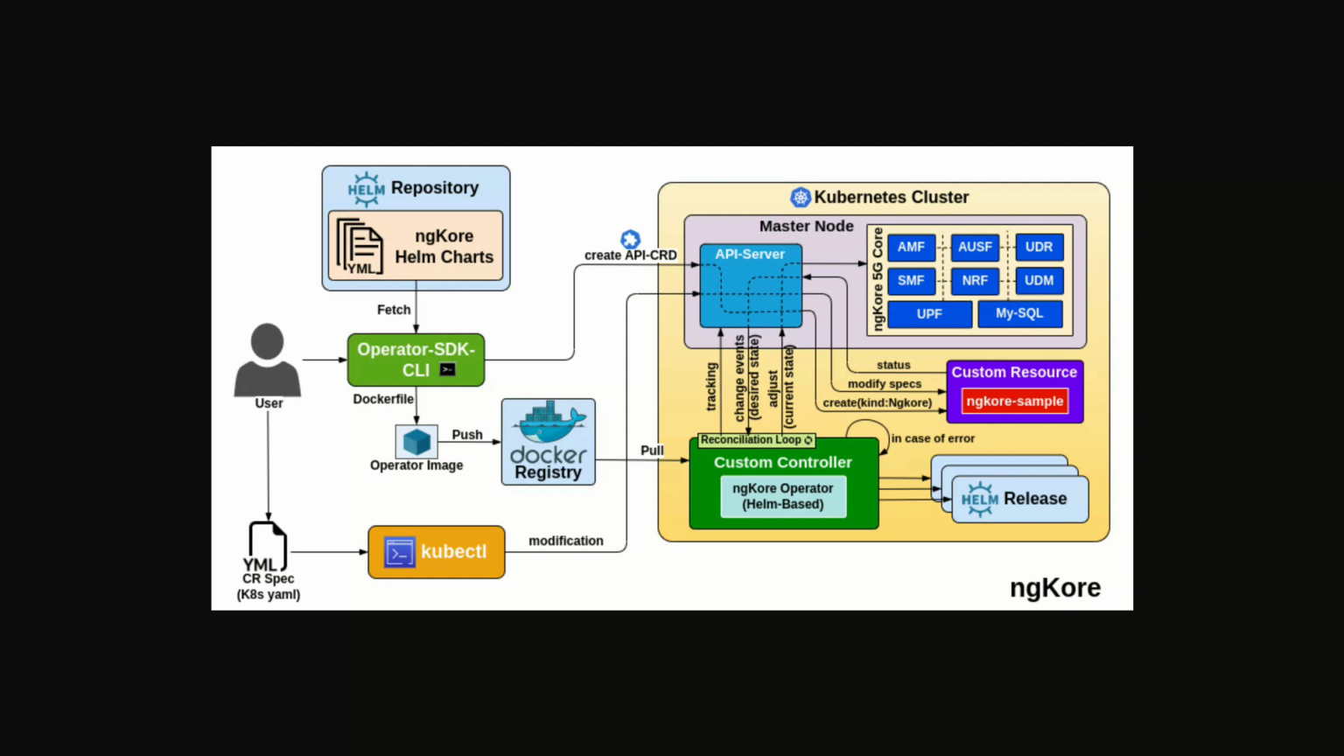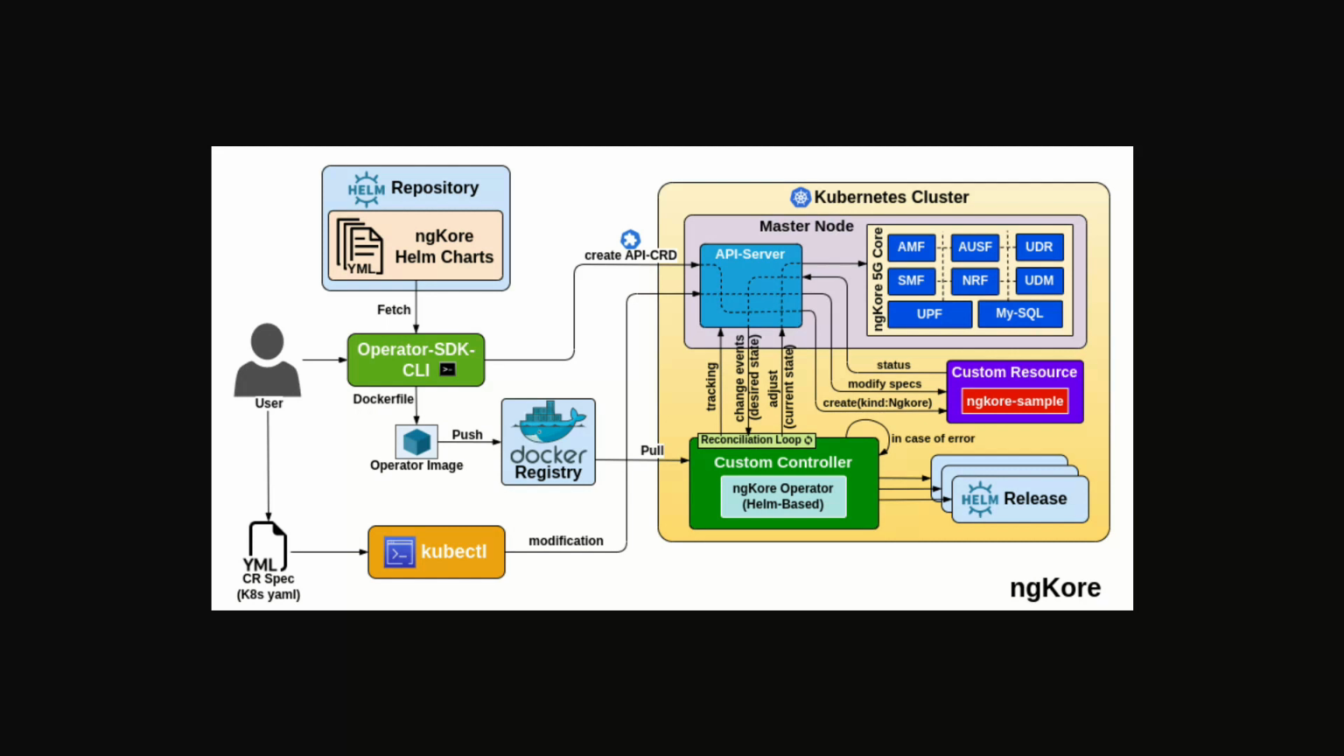First, using the operator SDK, we create a new CRD API and a new controller. To this, we provide a Helm chart that the operator will manage. This Helm chart essentially is the blueprint for deploying the application we want to manage.